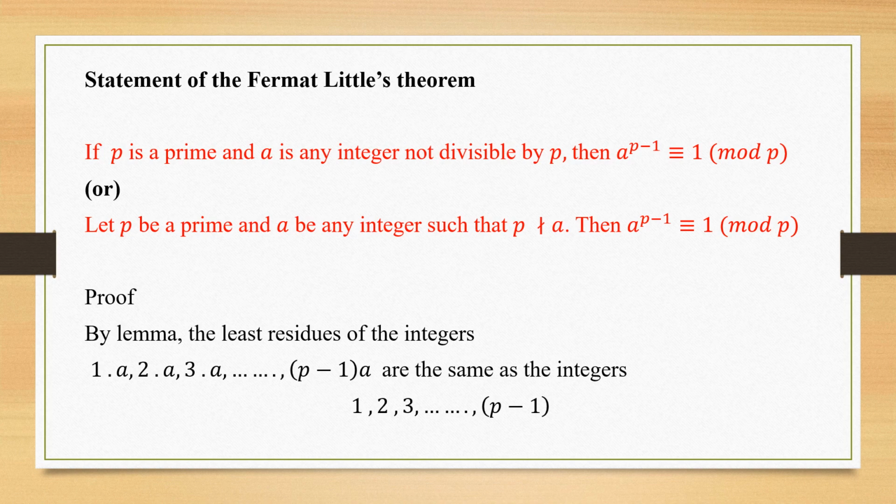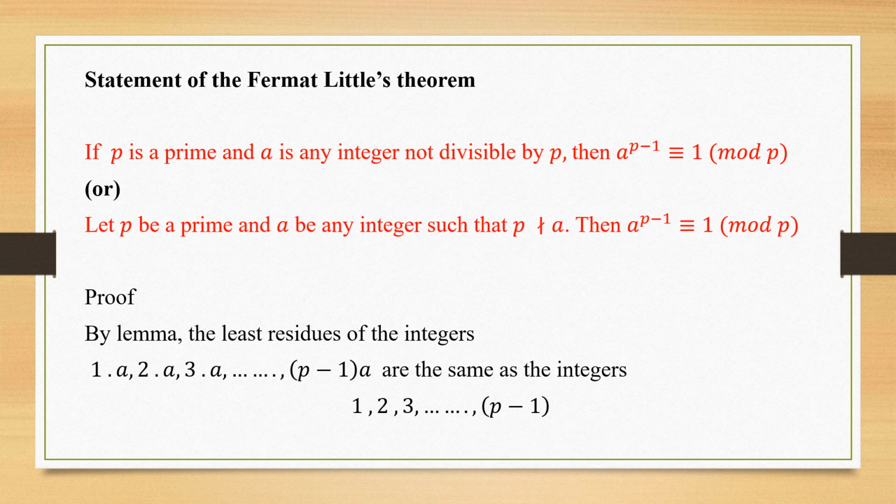In Wilson's theorem, we had (p minus 1) factorial is congruent to minus 1 mod p. In Fermat's little theorem, we have a raised to the power p minus 1 is congruent to 1 mod p. So let's move on to the proof.